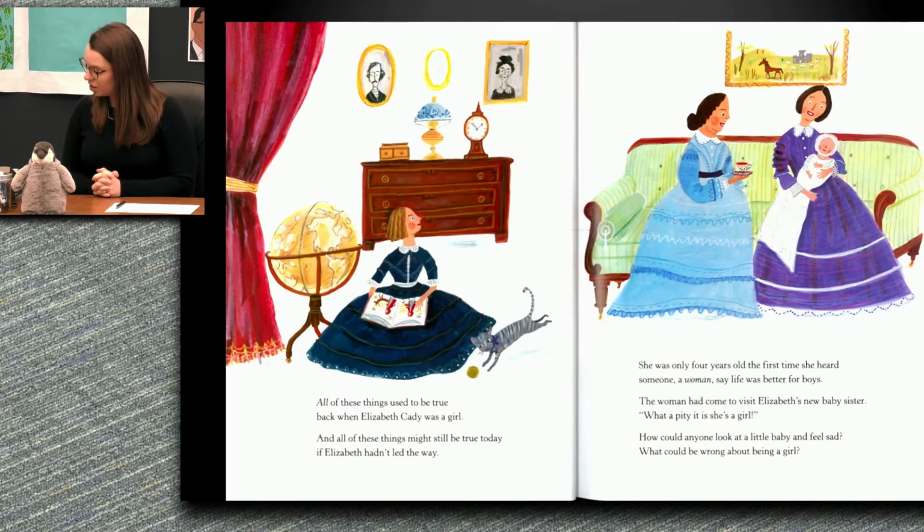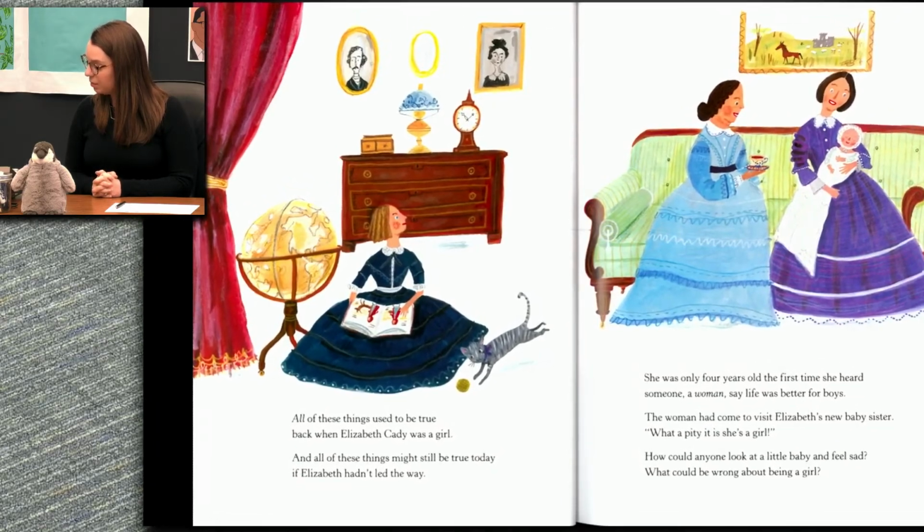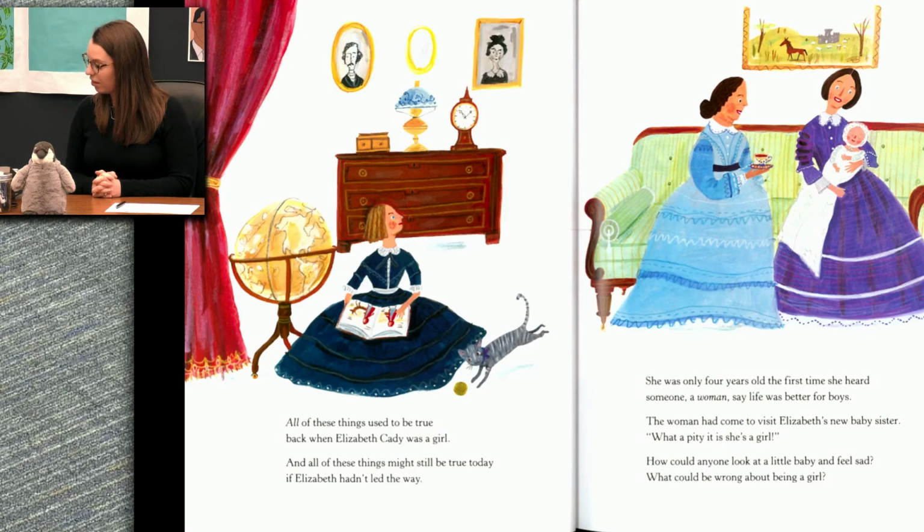All of these things used to be true back when Elizabeth Cady was a girl. And all of these things might still be true today if Elizabeth hadn't led the way. She was only 4 years old the first time she heard someone, a woman, say life was better for boys. The woman had come to visit Elizabeth's new baby sister. What a pity it is she's a girl. Now there's our example of using a quotation. How would anyone look at a little baby and feel sad? What could be wrong about being a girl?